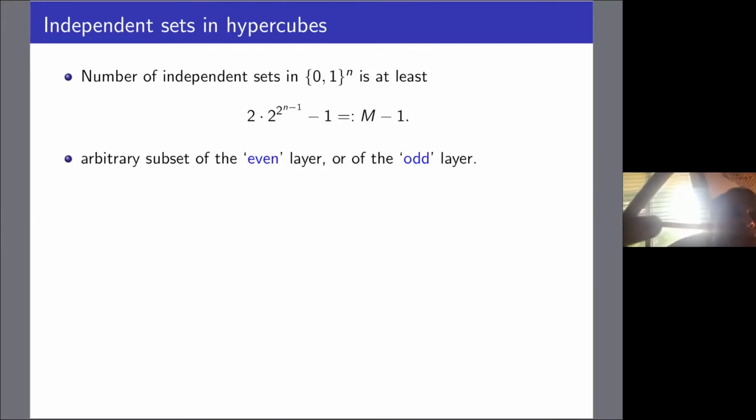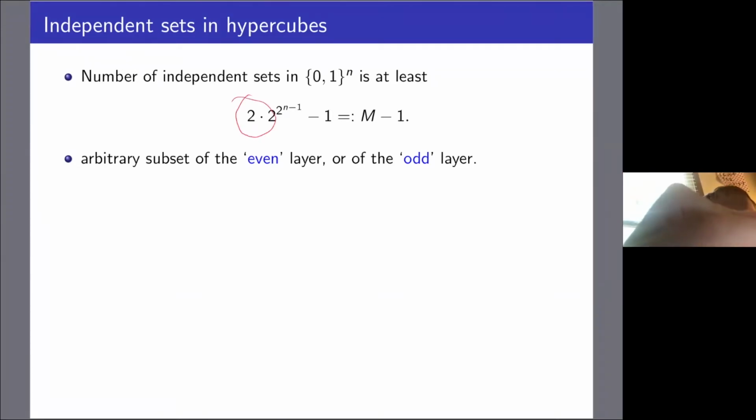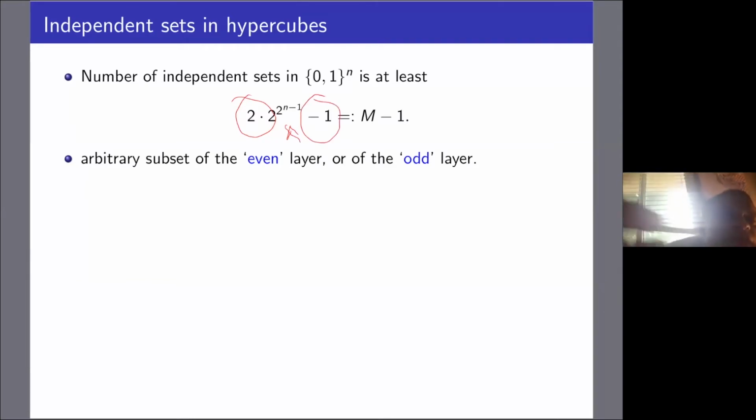We know that the hypercube can be looked at as a bipartite graph. One class could be considered as the set of even vectors, where the sum of the coordinates is even, and the other class has the so-called odd layers, and we can generate many independent sets by deciding if we want to work with the even layer or the odd layer. So we get a factor of 2, and we can take an arbitrary subset, and we generate an independent set, and then this annoying minus 1 is there because the empty set is counted twice.